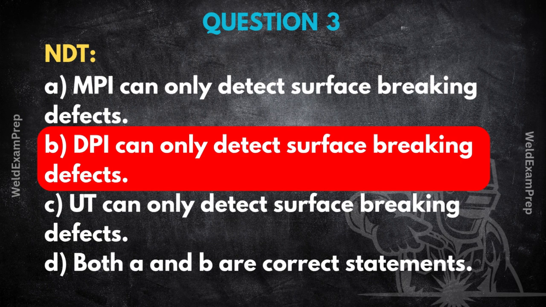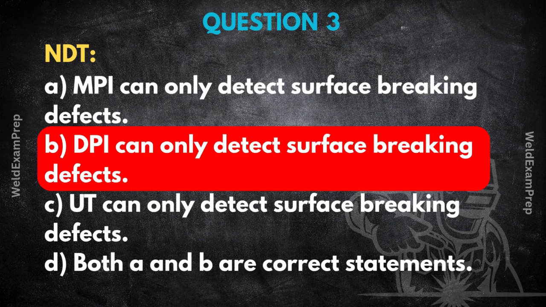Right. And this really highlights something crucial, doesn't it? You absolutely have to know the limits of each NDT method. If you suspect an internal lamination, using DPI is pointless. It just won't see it. You need something like UT. Choosing the right tool for the specific job, for the type of flaw you might expect, is critical for the inspector. Exactly. You match the method to the expected defect and location.